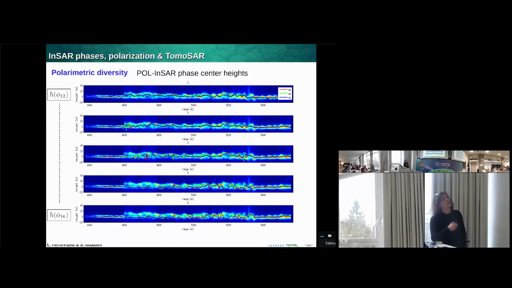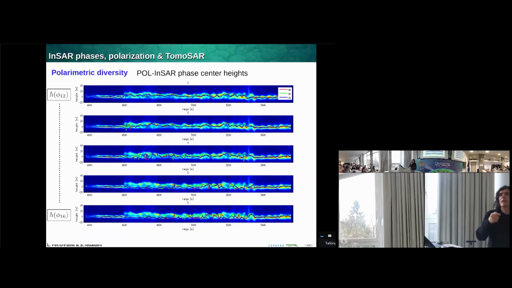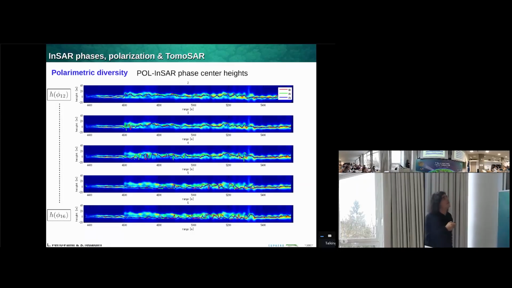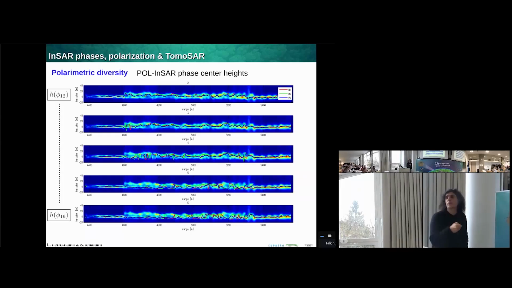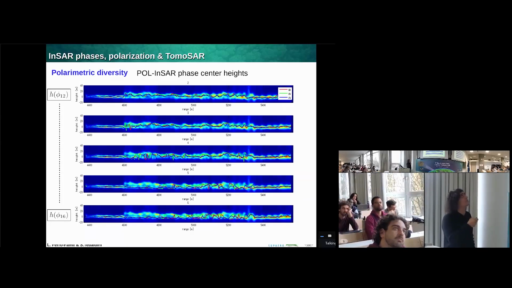I computed the interferometric phase, compensated for the terrain, so that I get no fringes, and I just translated this phase into elevation. How? I took the phase divided by kz, and I got the height. And here you have the location of the phase center inside the forest for different pairs of images: the first image and the second, the first image and the third, fourth, fifth, and sixth.